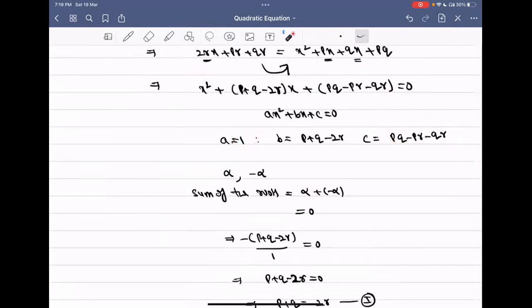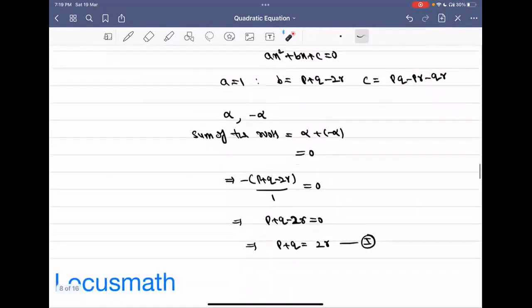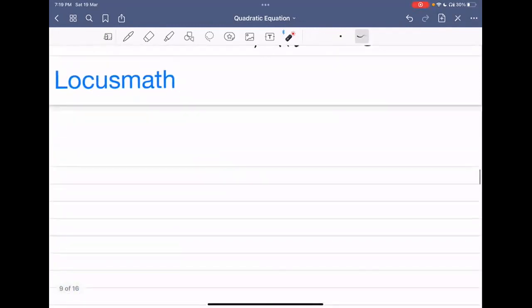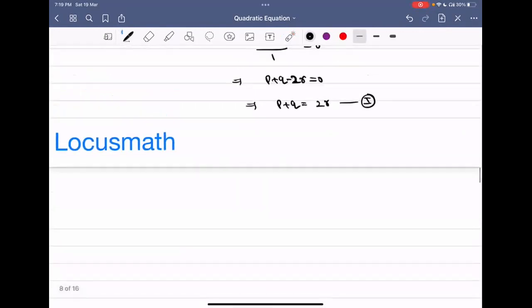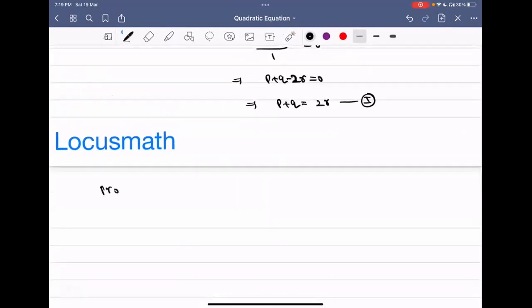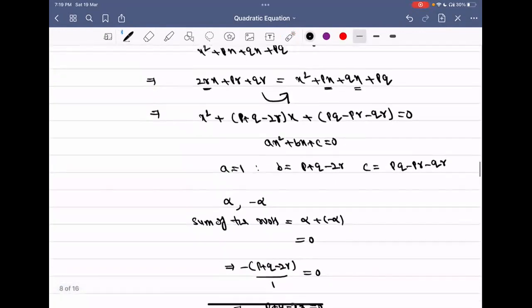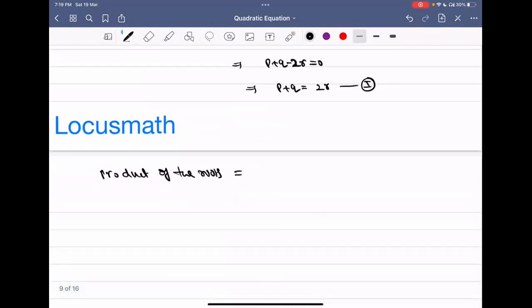The second one is the product of the roots, since the sum of the roots is over. Product of the roots is equal to c by a. c is pq minus pr minus qr. That is equal to pq minus, if you take r common, r into p plus q. So this is the product of the roots.